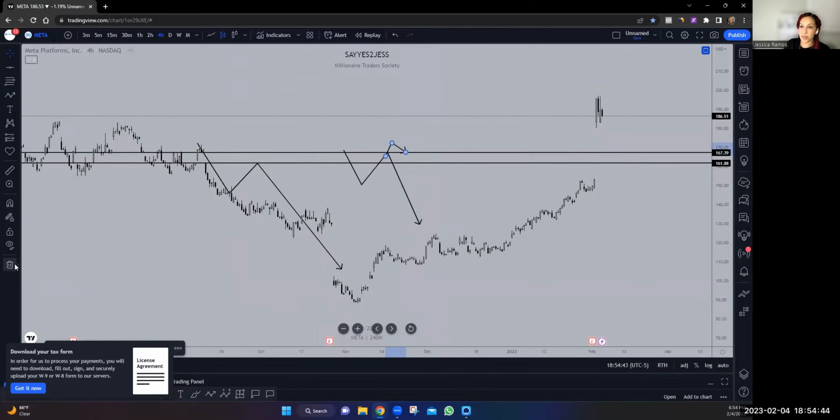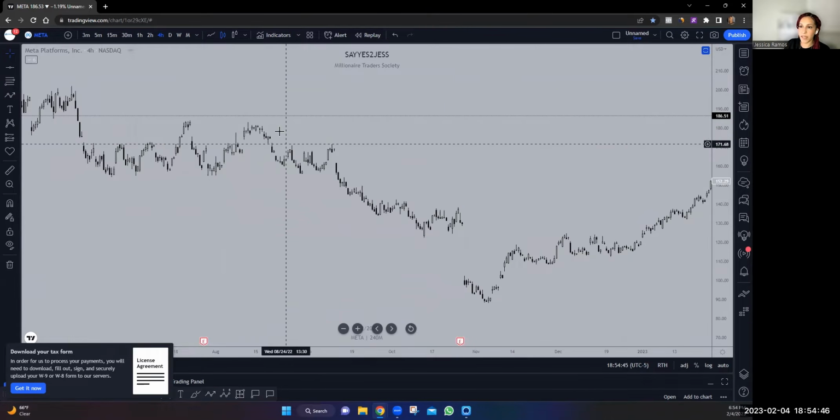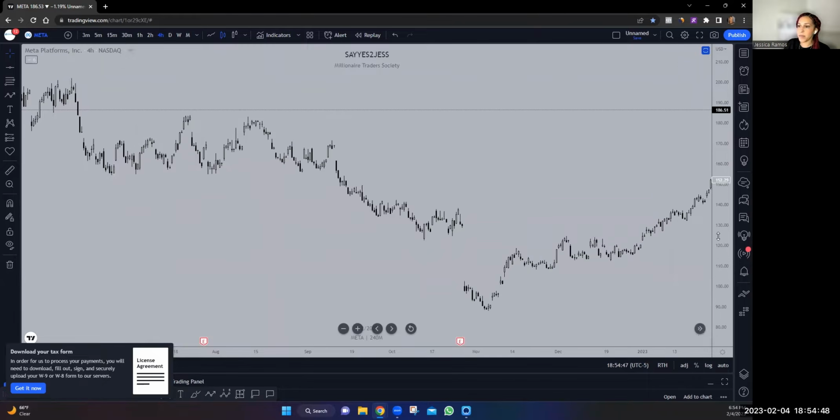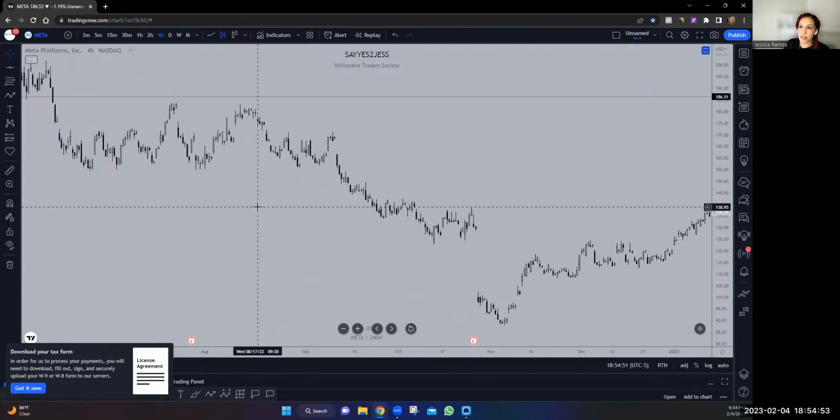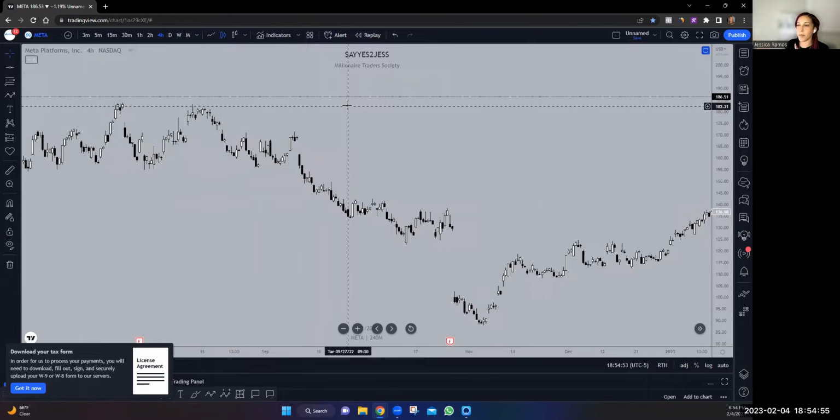So let me give you some more examples. Again, we have a gap right here. Some people like to draw a box in the gap. I don't draw boxes, just because if I'm drawing a box on a higher time frame, as I go down to smaller time frames, it's just too much. It's too cloudy, and there's market structure that happens within that gap.